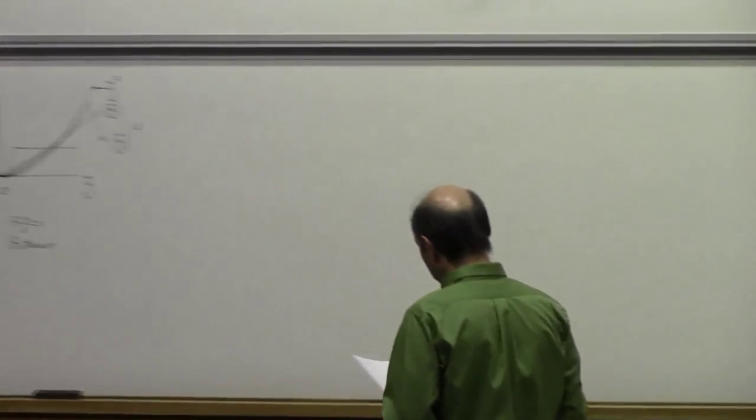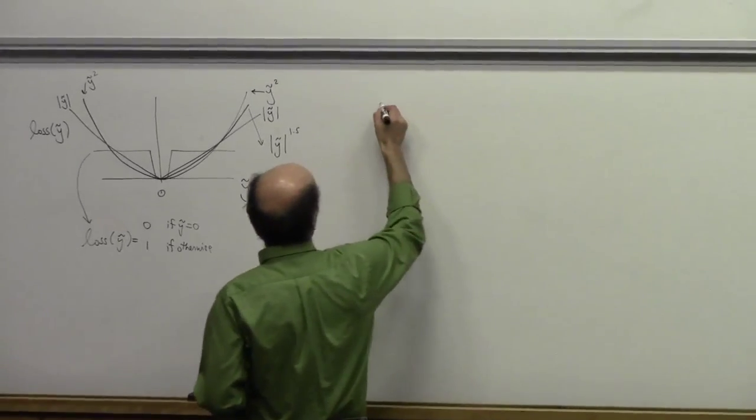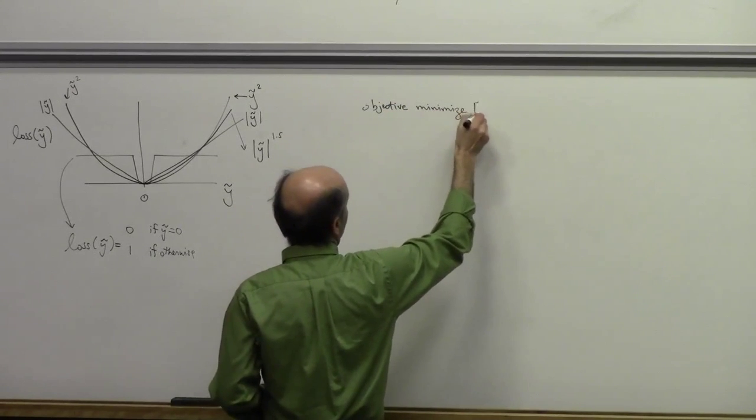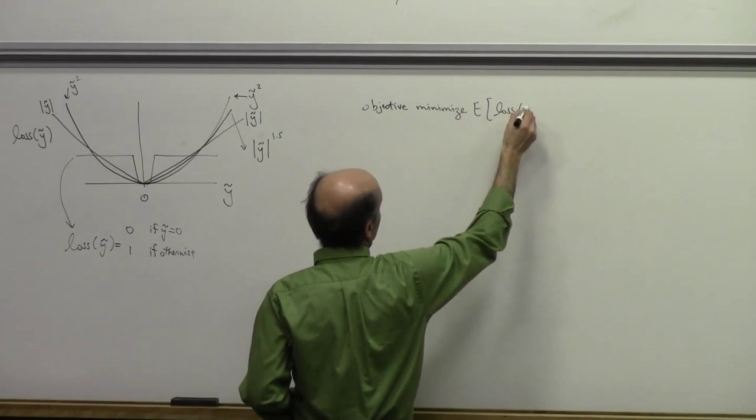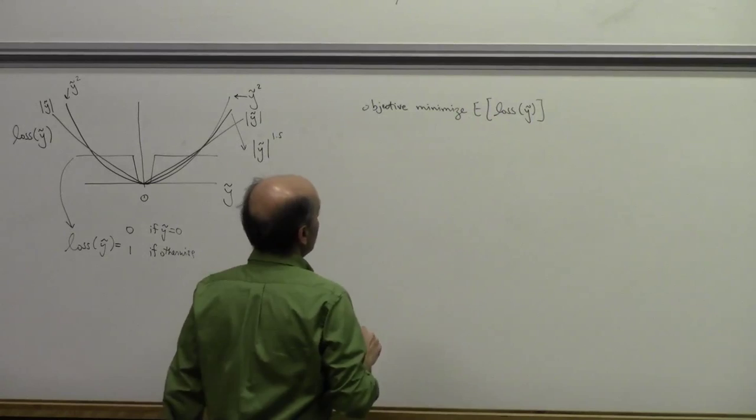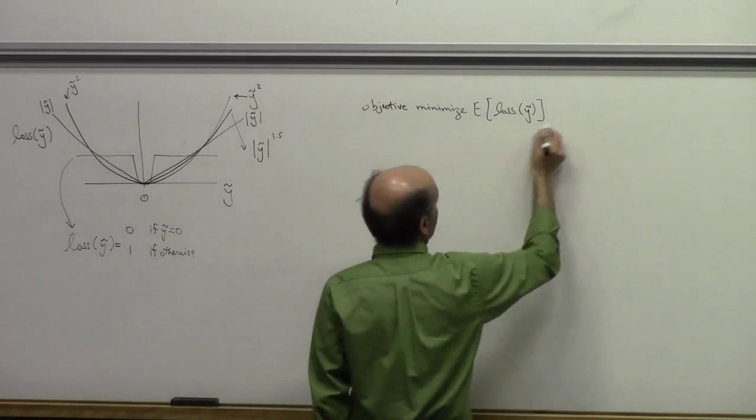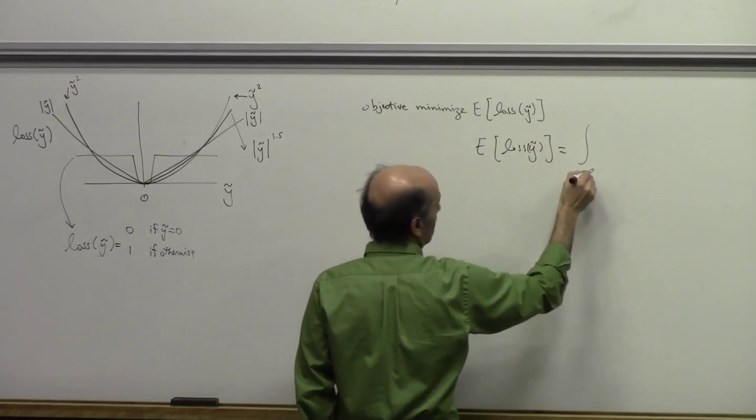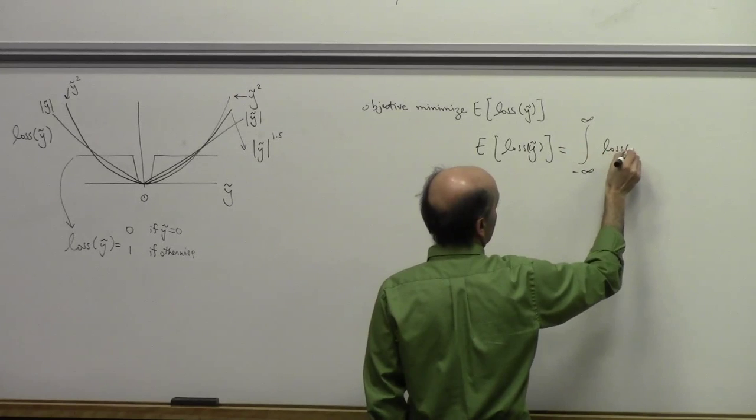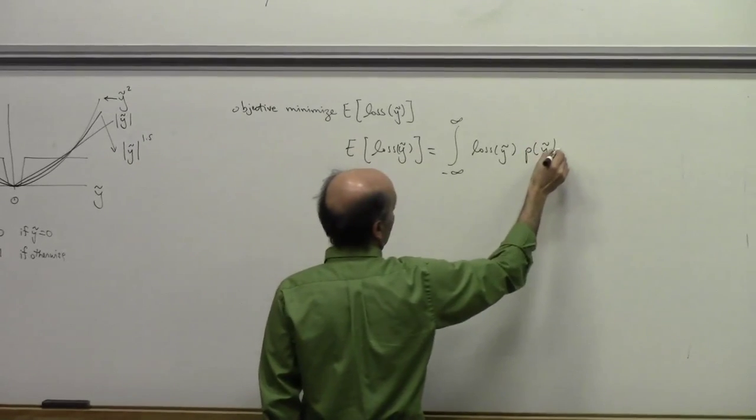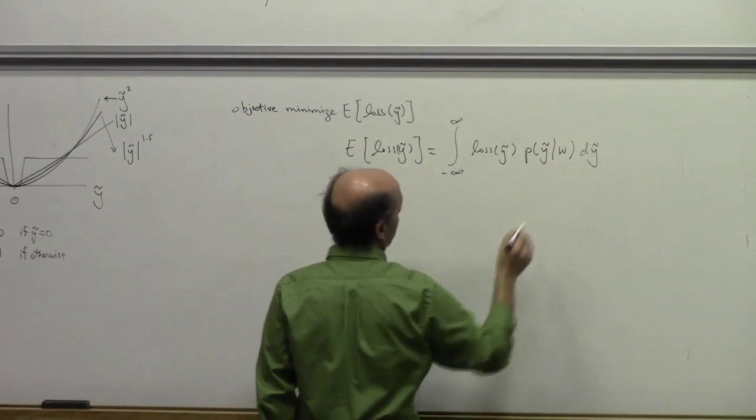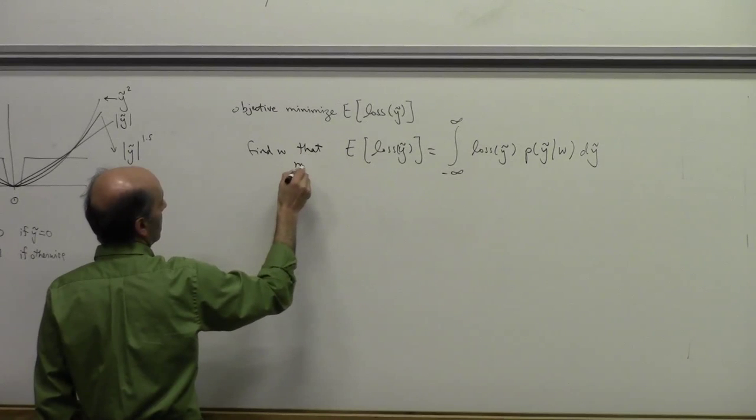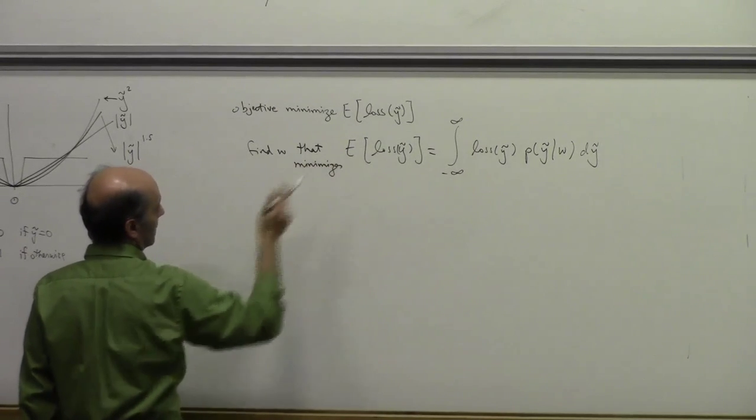And so the objective of the game, of course, they imagined, was to minimize the expected value of loss. And what does that mean? What's the expected value? The expected value of loss of y tilde is the integral of loss times the probability of loss given the parameter w integrated over all the errors. So we want to find w that minimizes the expected value of loss.